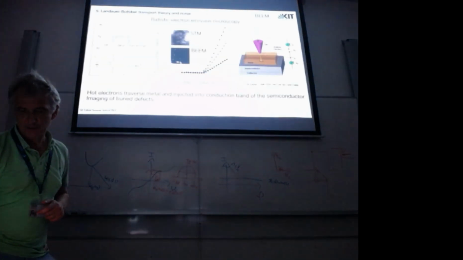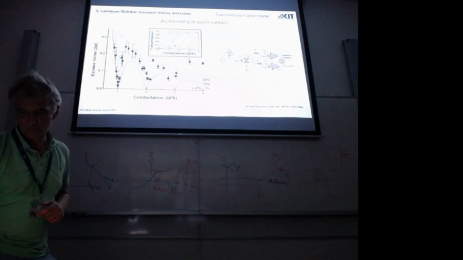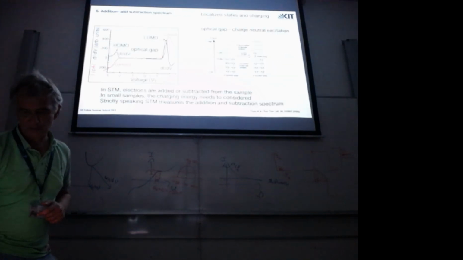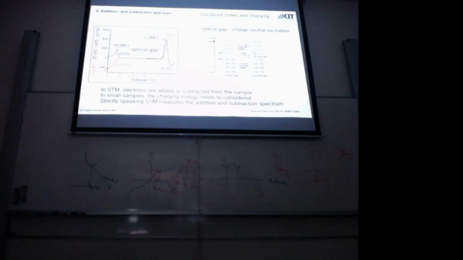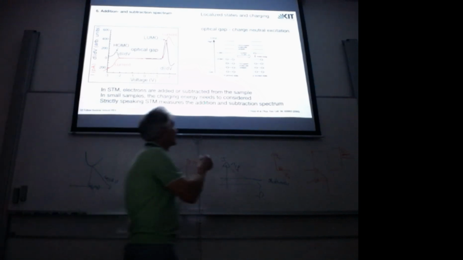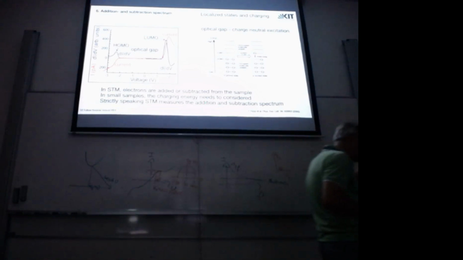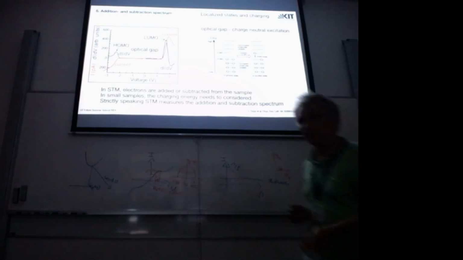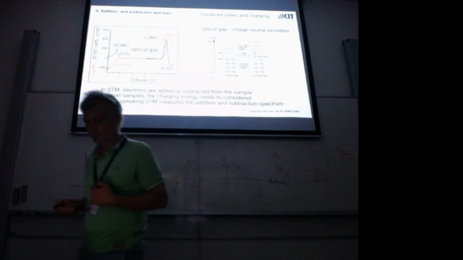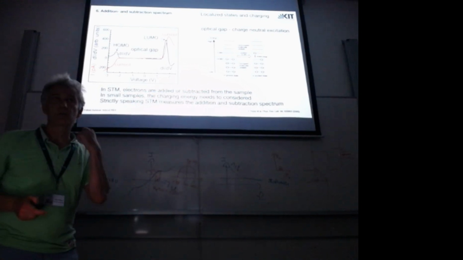This might be a small thing only, but I want to highlight it because we need it later. So don't forget that in STM you don't measure the spectrum of the states, but you measure the addition or subtraction spectrum. You really put an electron in, you take an electron out. And the difference is the Coulomb charging energy.